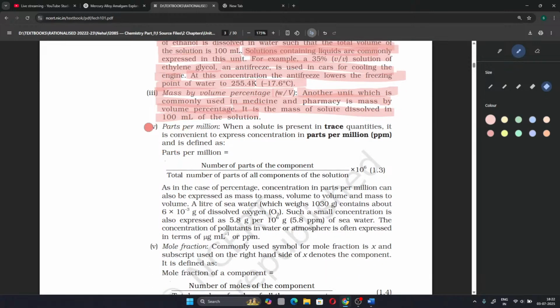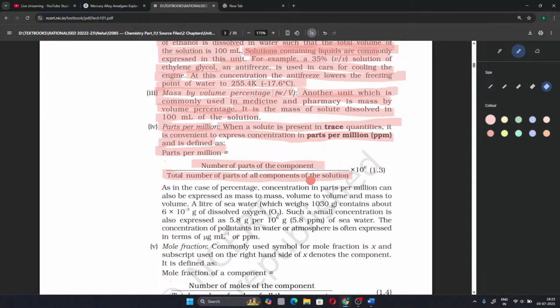And the fourth concentration term is parts per million, which we saw about fluoride ions. At 1 part per million it is good for us, but when it goes to 1.5, it is dangerous. It causes teeth damage. When it is 1, it helps reduce tooth decay, but when it exceeds a certain concentration, it is dangerous. Where a solute is present in trace quantities, it is convenient to express concentration in parts per million, and it is defined as the number of parts of the solute by the total number of parts of all the components of the solution.